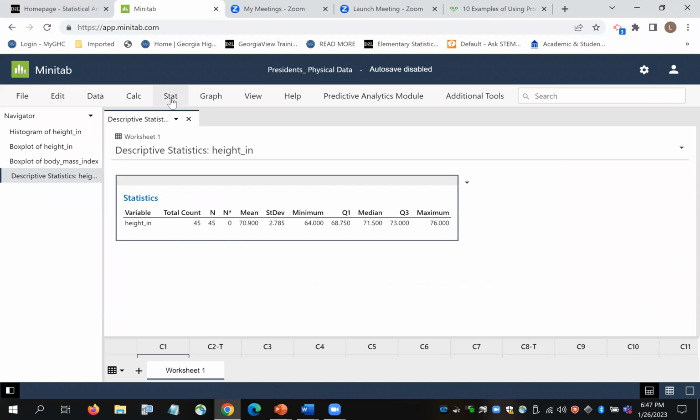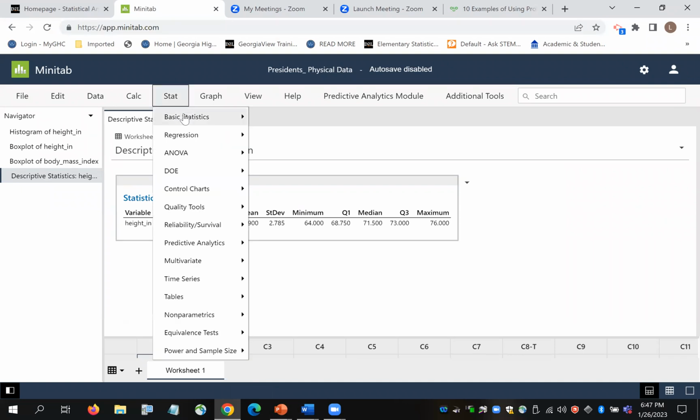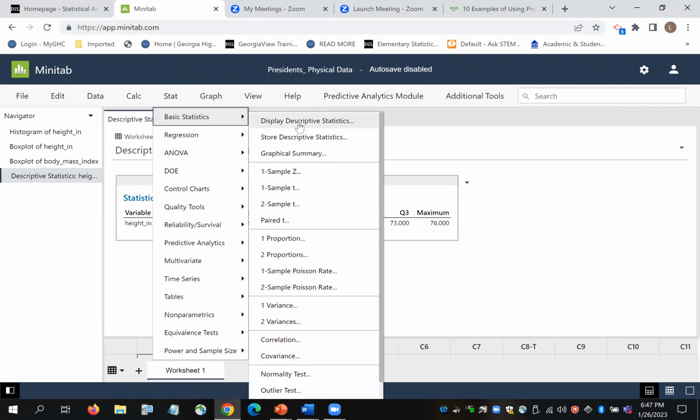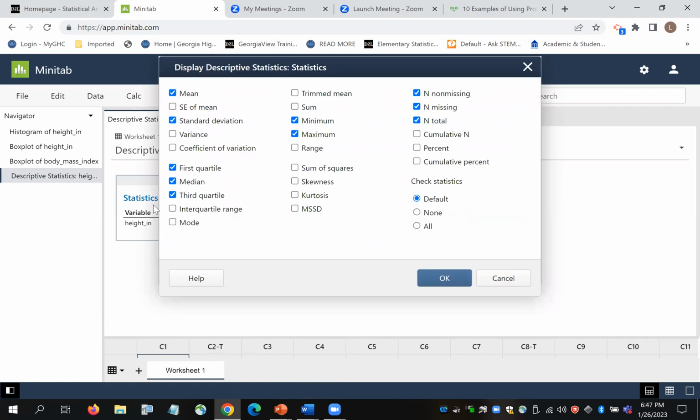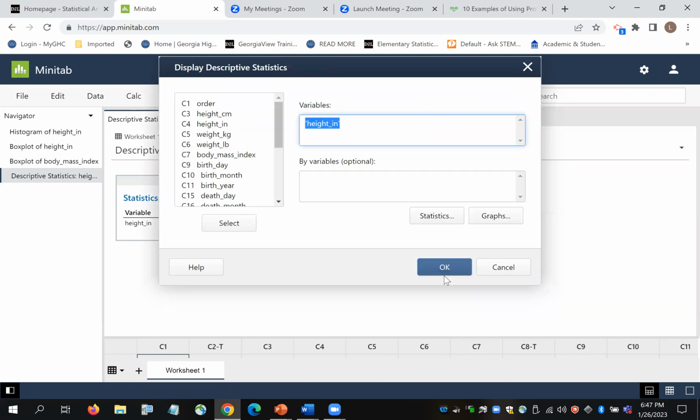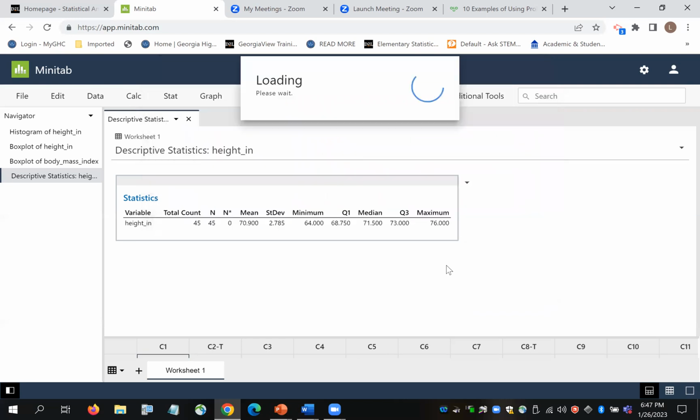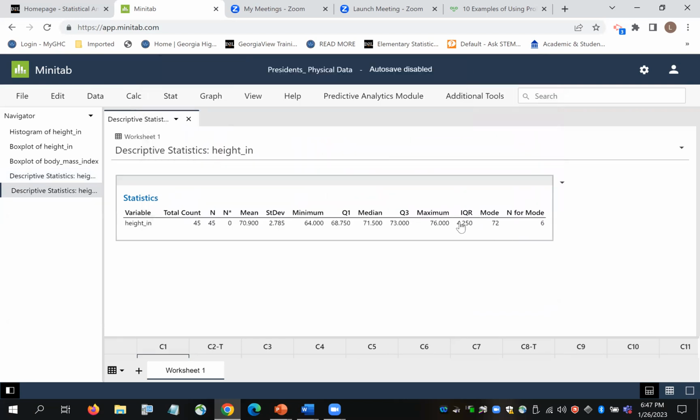If I go back to Stat, Basic Statistics, Display Descriptive, and I go back to my statistics and tell it I want the interquartile range, I'm also going to go ahead and get the mode because I'm going to need it in a minute. The interquartile range is 4.25.